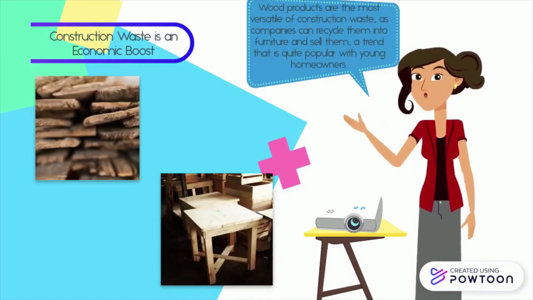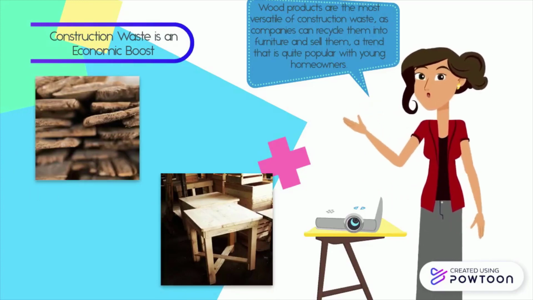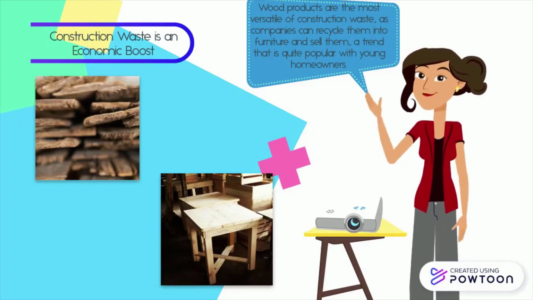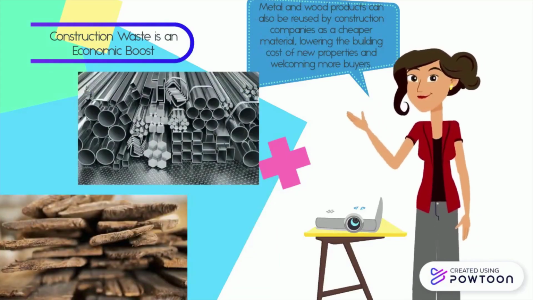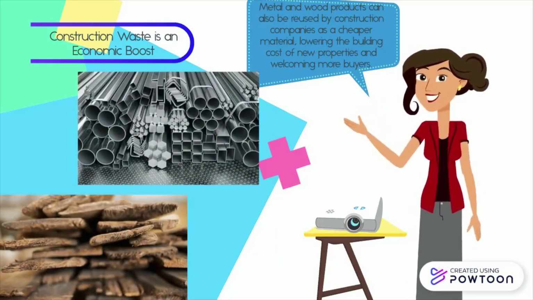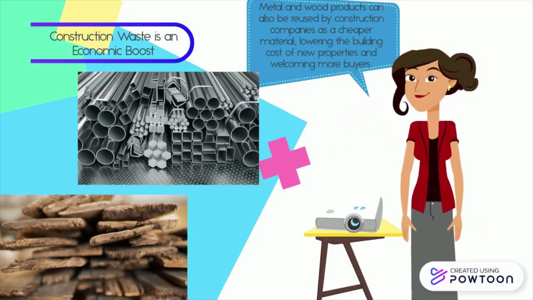Wood products are the most versatile construction waste, as companies can recycle them into furniture and sell them, a trend that is quite popular with young homeowners. Metal and wood products can also be reused by construction companies as a cheaper material, lowering the building cost of new property and welcoming more buyers.